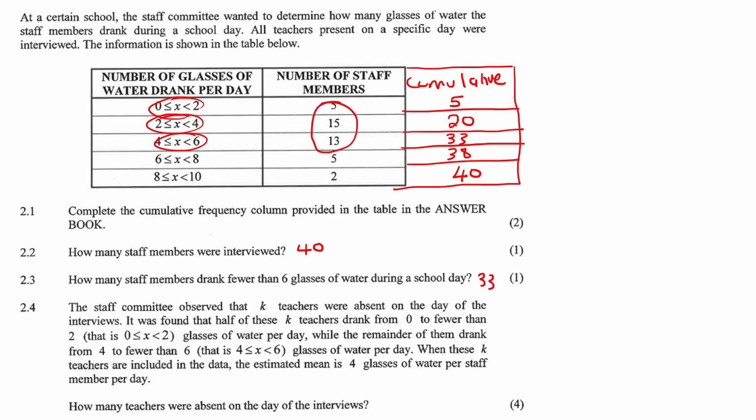The staff committee observes that K teachers were absent on the day of the interviews. It was found that half of these K teachers drank from 0 to fewer than 2 glasses of water per day, while the remainder of them drank between 4 and 6. Okay, so there were K teachers that were absent. Half of them are in this category, and the other half are in this category. When these K teachers are included, the estimated mean is 4. How many teachers were absent on the day of the interviews?